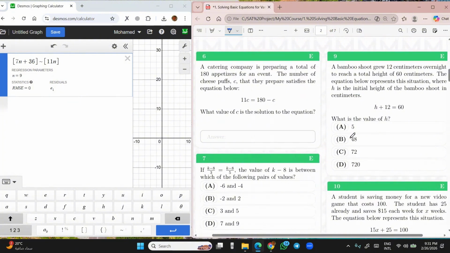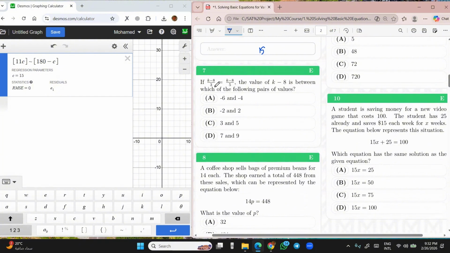Question 6. A catering company is preparing a total of 180 appetizers for an event. The number of cheese puffs C that they prepare satisfies this equation here. And what value of C is the solution? So we need to solve this one. So we just write 11C in the left side, and in the right side we need to write 180 minus C, and then you get the value of C, which is the solution to the equation, 15. Saving too much time. Question number 7.